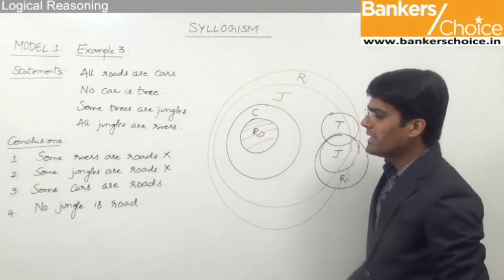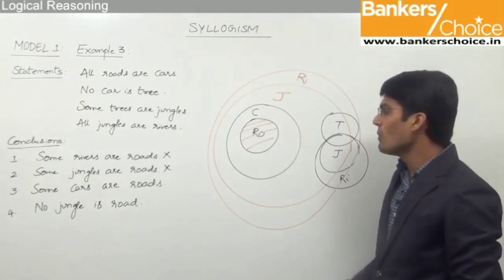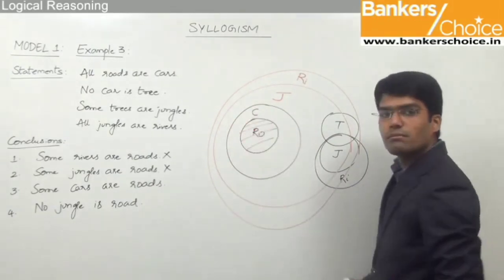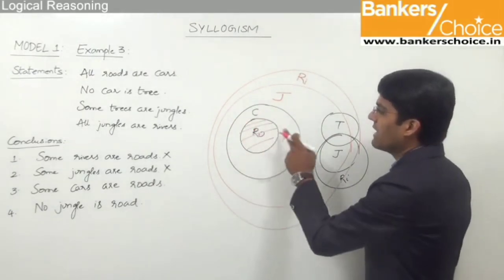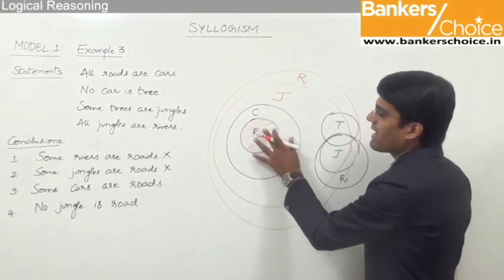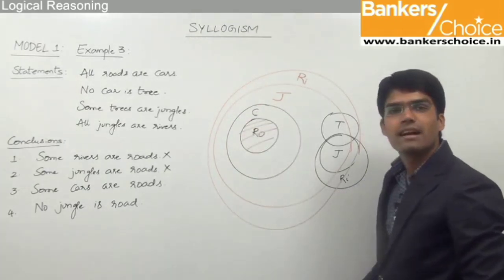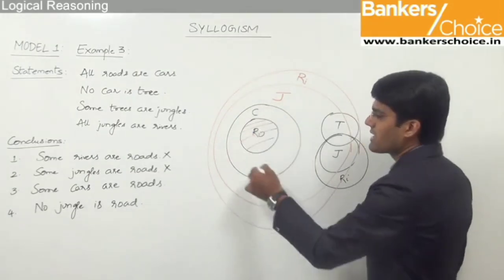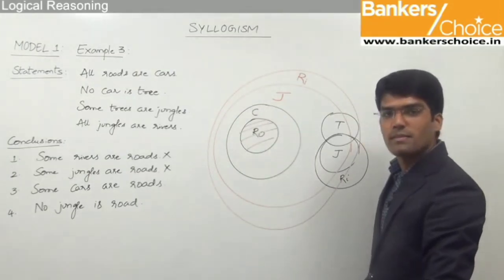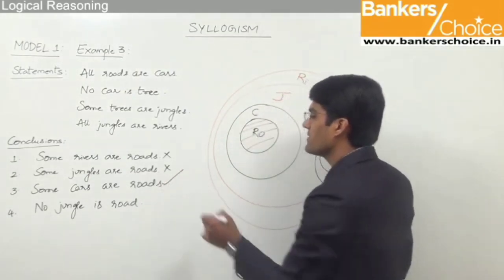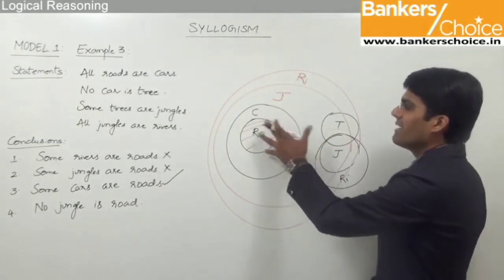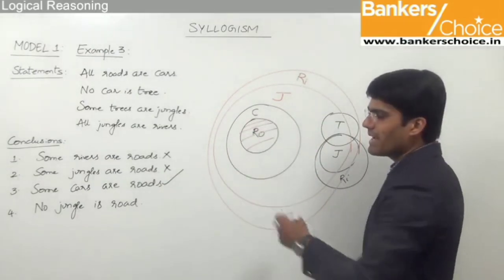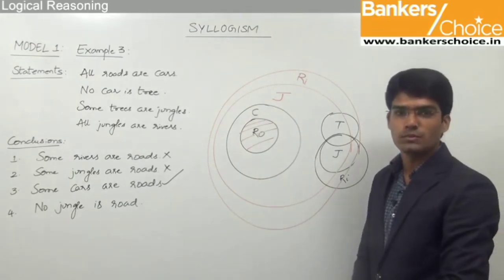Now, conclusion number 3 here is some cars are roads. Now, if you go by the basic diagram, we find that cars are shown by the black circle and roads are as shown. And definitely some of the cars are roads, as all the roads are inside the cars. So we can say that conclusion number 3 is true because some of the cars are roads as per the basic diagram. So conclusion number 3 is true. Even if we take some other case, we find that cars and roads will always be as shown. So we can say that definitely conclusion number 3 is true.